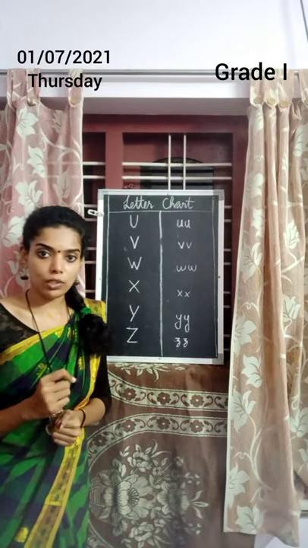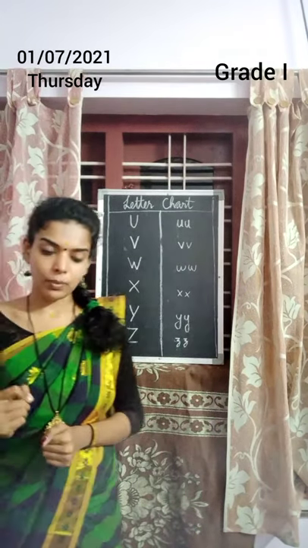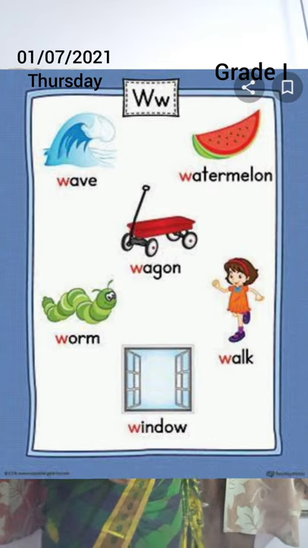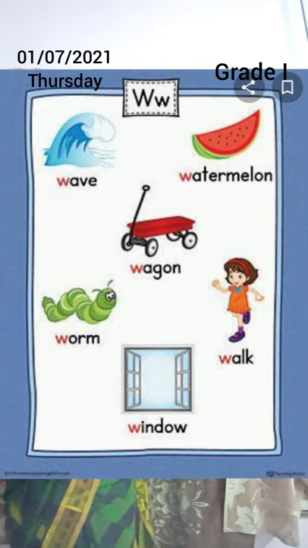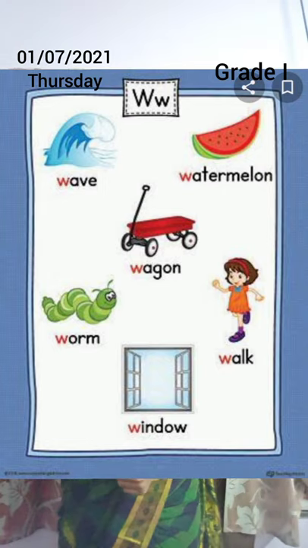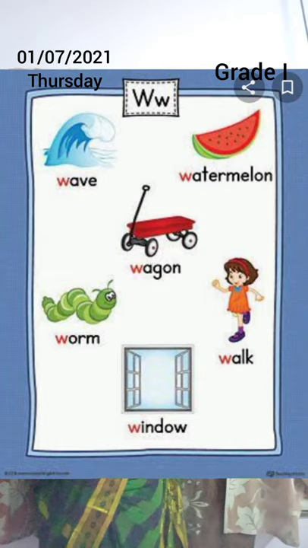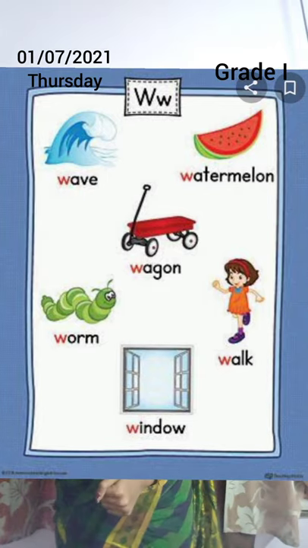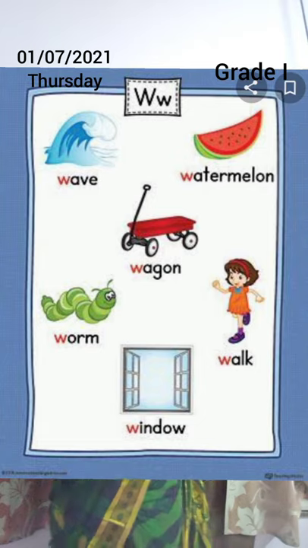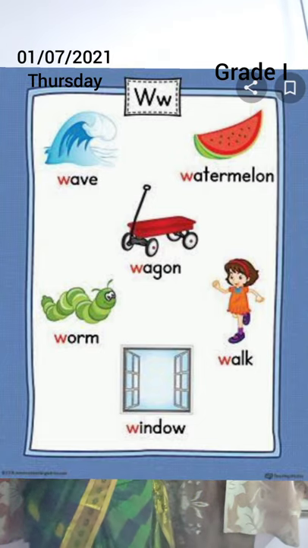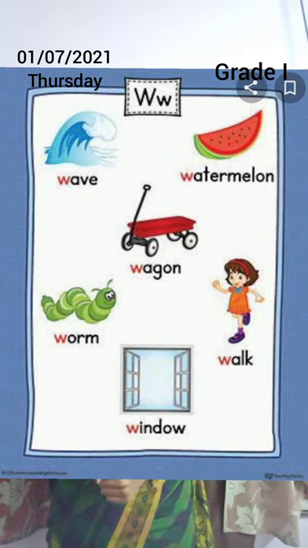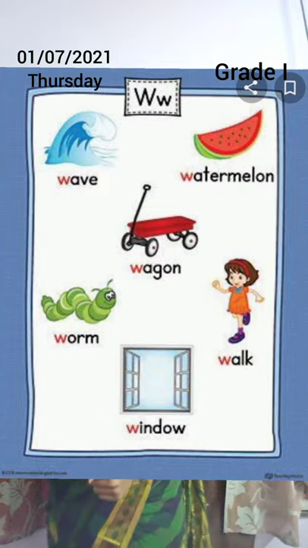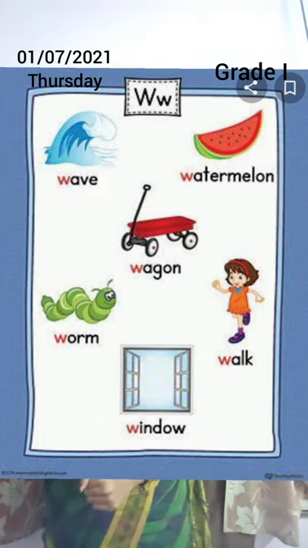So the sound of W is the wa sound. Example, wake: W-A-K-E, wake. Watermelon: W-A-T-E-R-M-E-L-O-N, watermelon. Water: W-A-T-E-R, water. Window: W-I-N-D-O-W, window. Warm: W-A-R-M, warm.